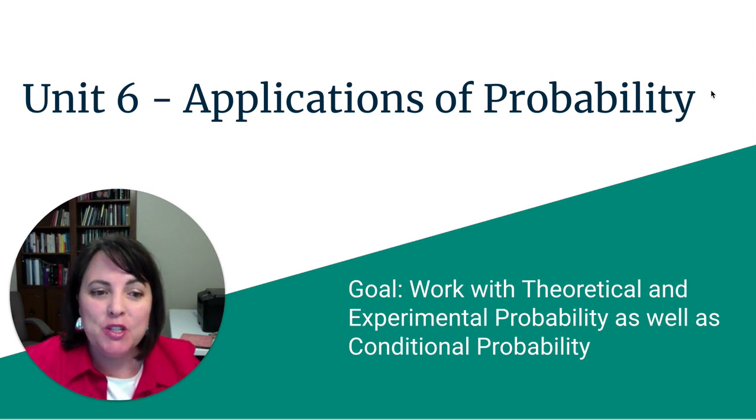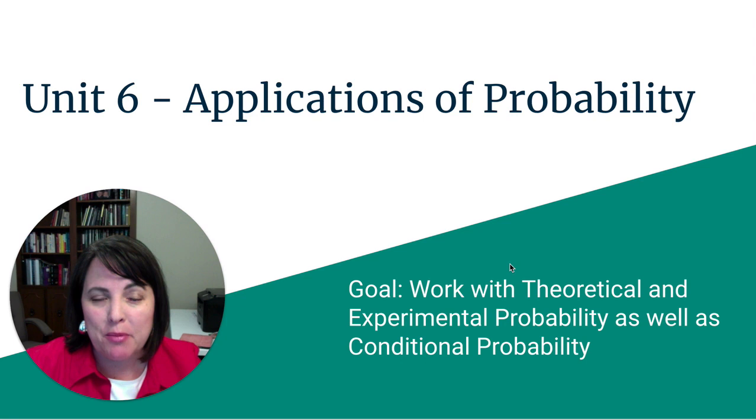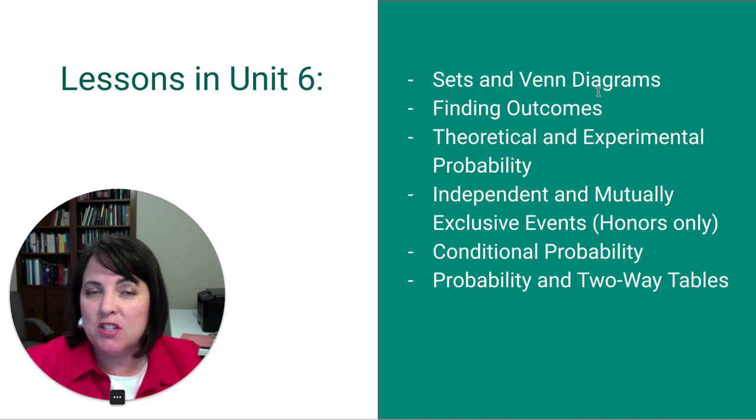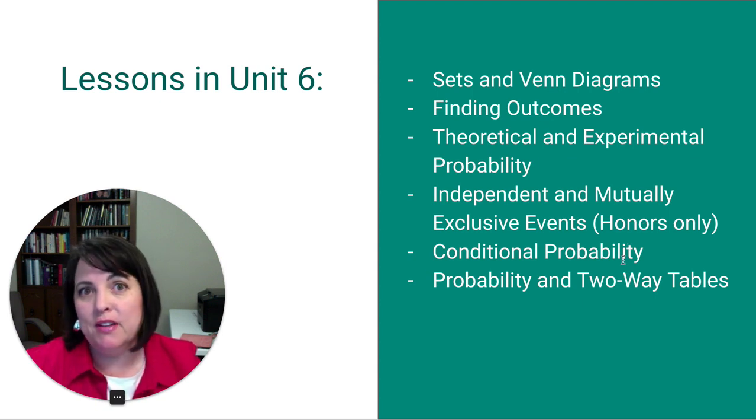So the goal is to work with theoretical and experimental probability as well as conditional probability. The lessons in this unit, we'll first start with sets and Venn diagrams and then finding outcomes. Then we'll look at theoretical and experimental probability. For my honors students, you'll have a lesson on independent and mutually exclusive events for honors only. And then we'll talk about conditional probability and then probability and two-way tables.